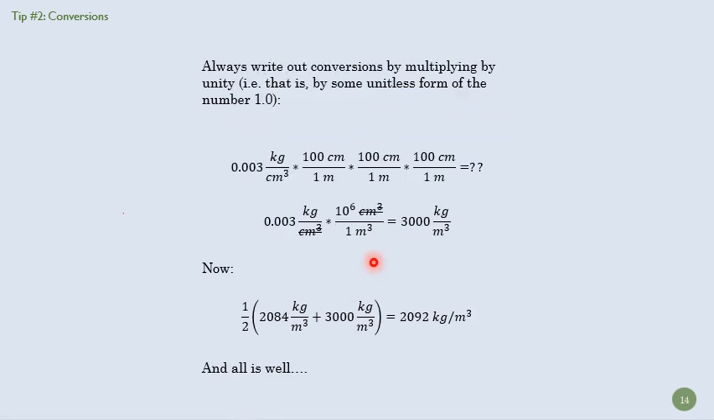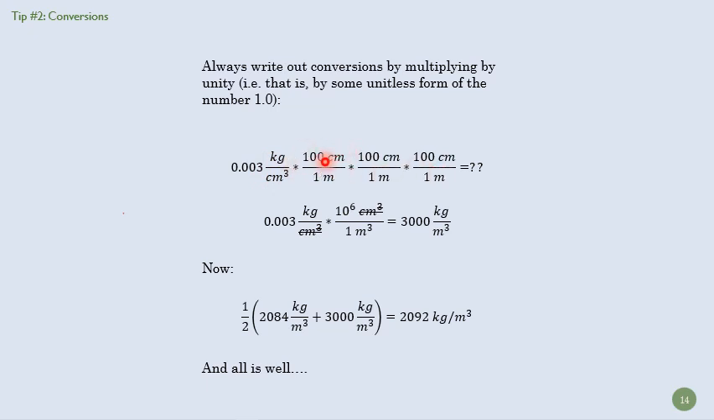So how do we do that? We multiply things by unity. And in order to multiply by unity, you multiply by a value that is equal to 1. So 100 centimeters is the same as 1 meter, so this is just 1. And what we're doing here is we want to get rid of 3 centimeters on the bottom and replace it with 3 meters on the bottom.